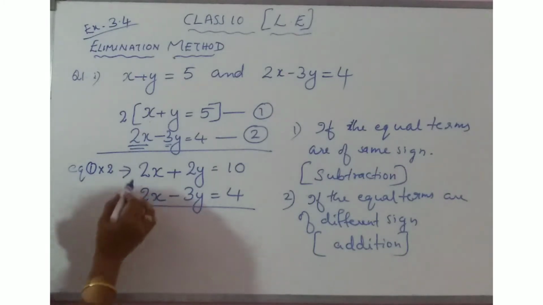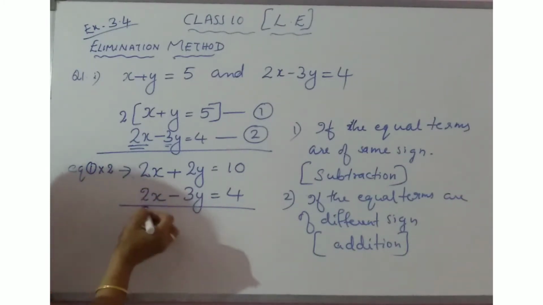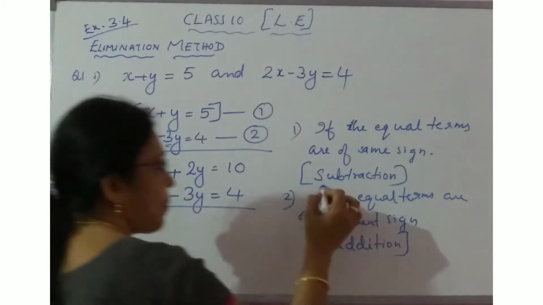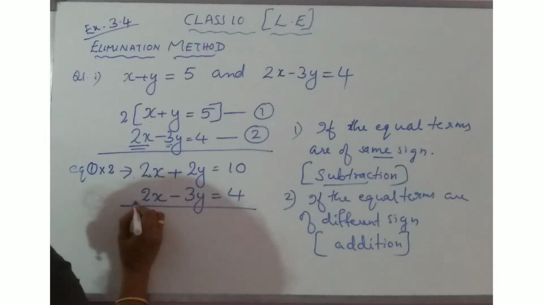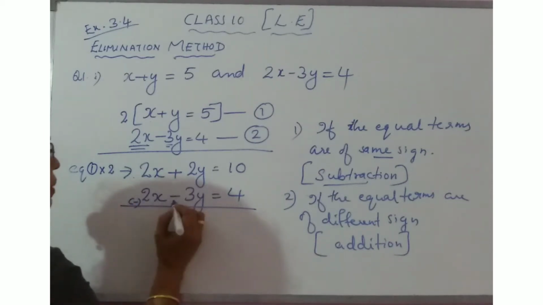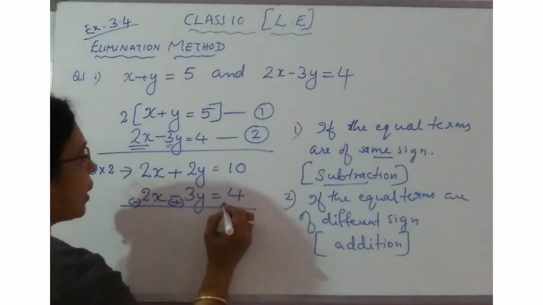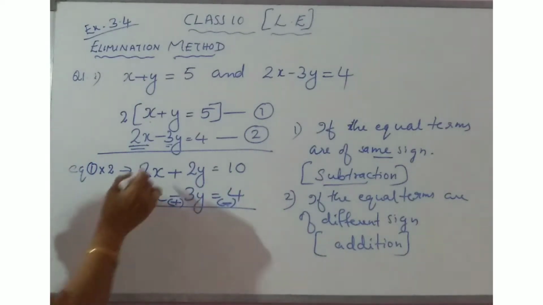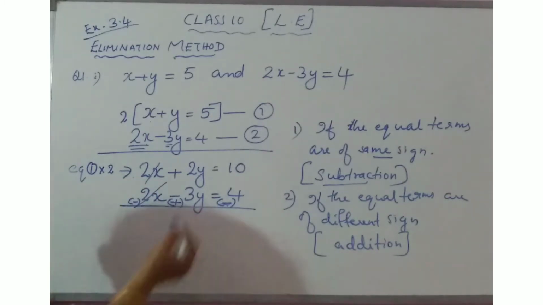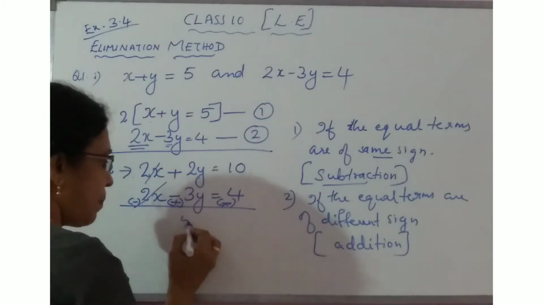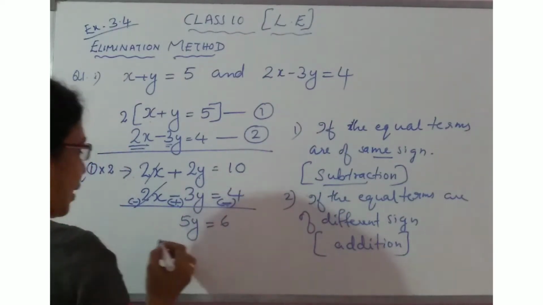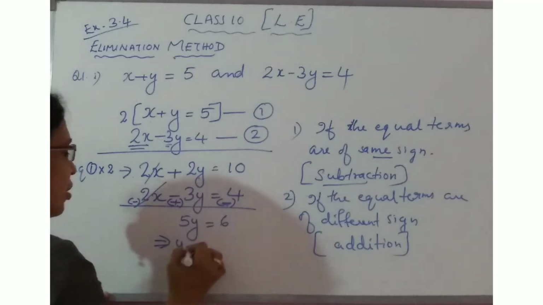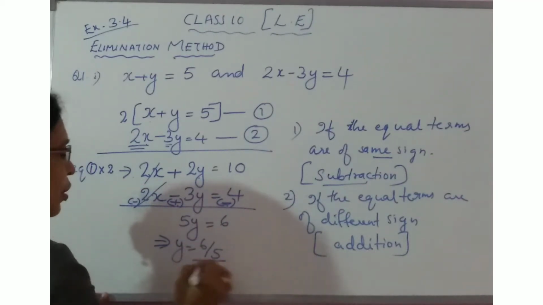Here 2x and 2x are of the same sign, both are positive, so we should do subtraction. Instead of subtracting, you change the sign of the second expression and then apply the integer rules. So this positive will become negative. Now 2x and minus 2x cancel. Plus 2y and plus 3y give plus 5y. 10 minus 4 is equal to 6. That implies y is equal to 6 by 5. So you got the value of y.